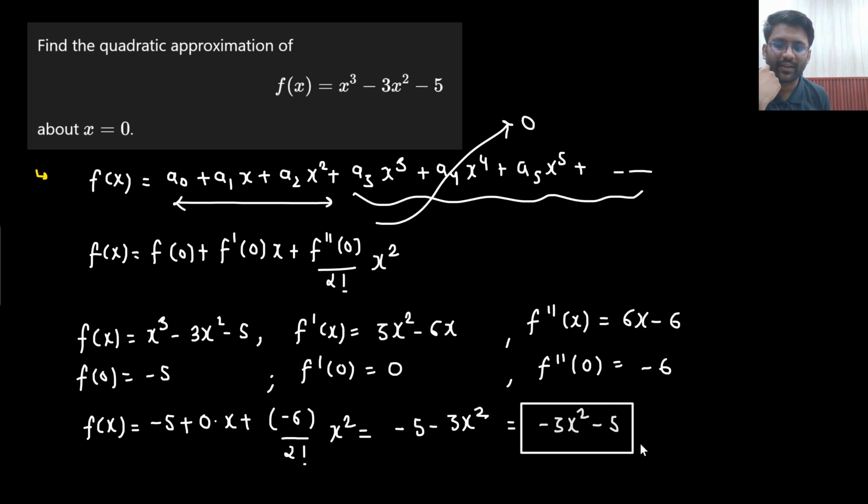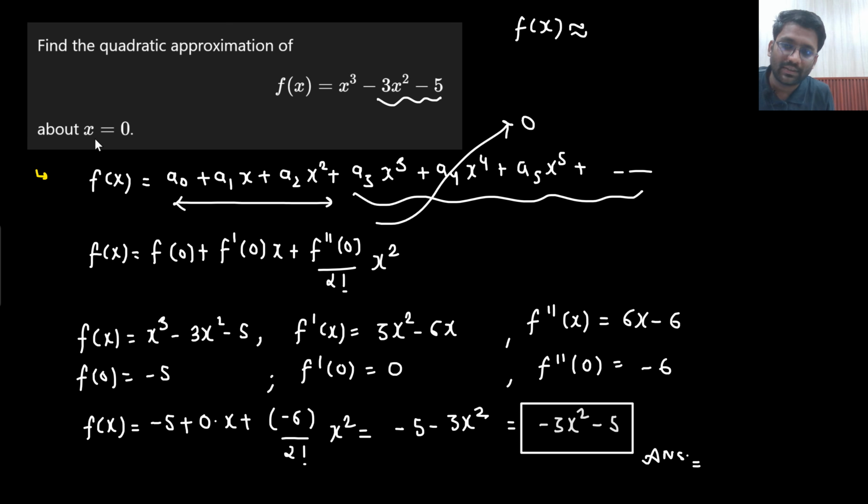So this is my quadratic. This is my quadratic approximation about x equals 0. Do I need to do all this calculation? Isn't the function already written about x equals 0? This function is already written about x equals 0 only, and I need quadratic approximation. What does that mean? I need only this much of the answer. So f(x) quadratic approximation I need about x equals 0.